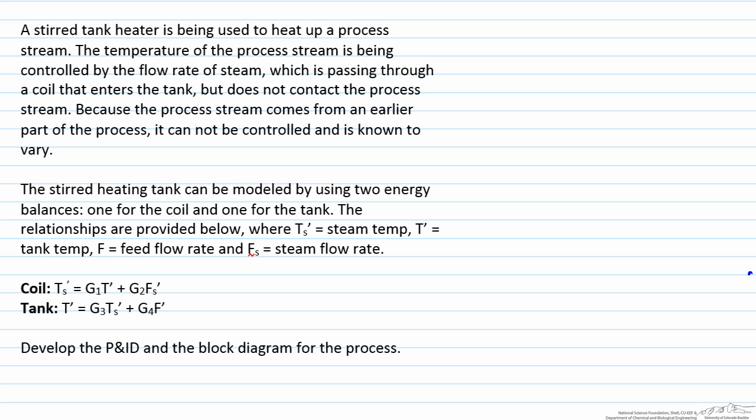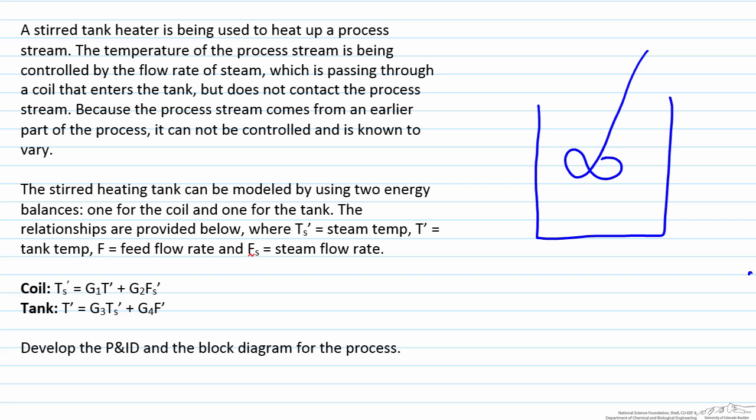So what we're going to do here is develop the P&ID and block diagram. To start with, we'll have our tank here. We know we have a stream coming in, which is the process flow rate, F, and F coming out, but we know that it can vary, so it can be a function of time. Based on the fact that we have not been given a mass balance, we can assume that these two flow rates will always be identical.